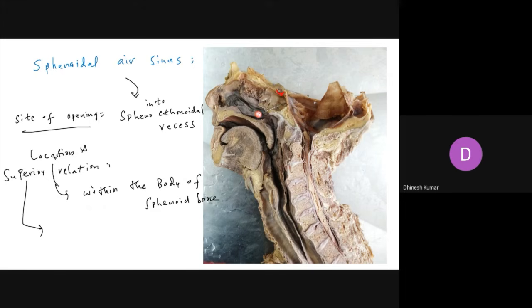What is the name of the depression present in the body of sphenoid bone? Exactly, it is called pituitary fossa, otherwise called hypophyseal fossa. So the superior relation for the body of the sphenoid bone is pituitary fossa, which contains what? Pituitary gland. Pituitary fossa containing the pituitary gland, otherwise called hypophysis cerebri. Hypophysis cerebri is another name for the pituitary gland. Okay, fine.